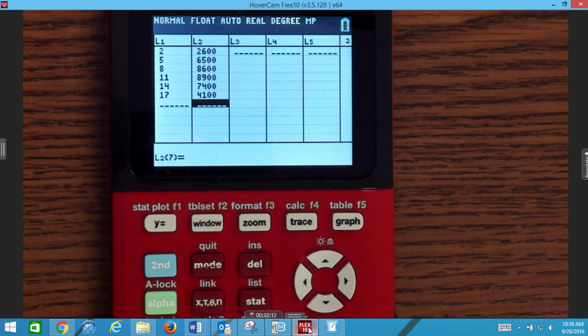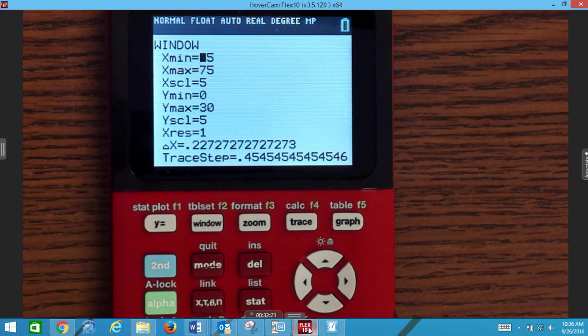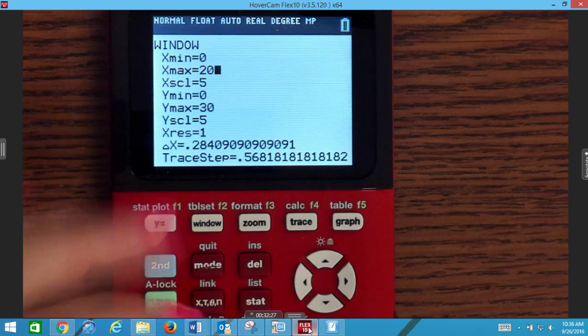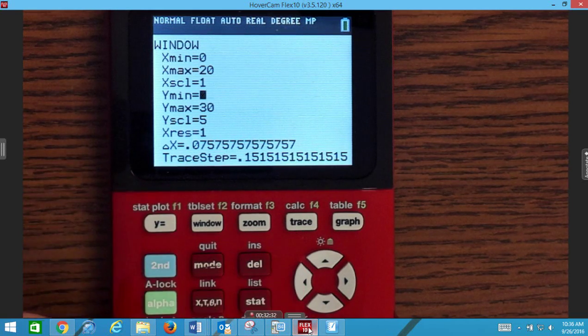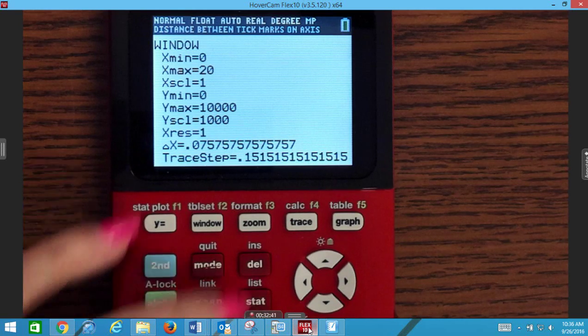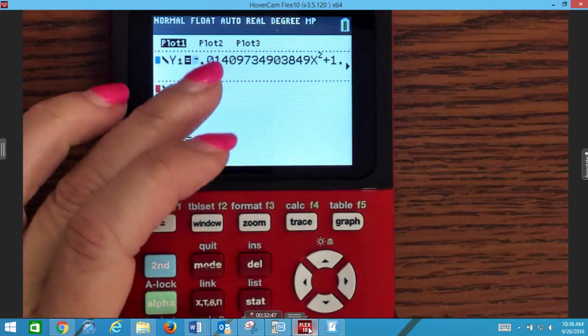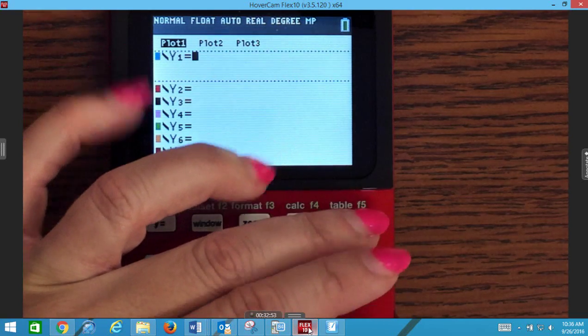Okay, after I entered that in, then I'm going to go to my window, and I'm going to choose a window that shows all of the data. So my x's, looking at my lowest x, probably go from 0 to 20. Count by ones. My y values, looks like I'm going to go from 0 to 10,000. Count by thousands. I also need to go to y equals and clear out my other equation from our example earlier. Don't want to confuse it too much.